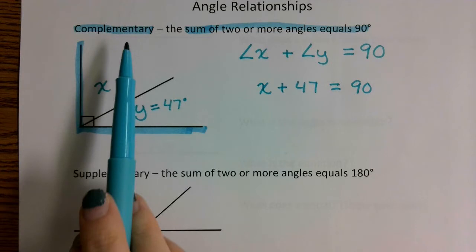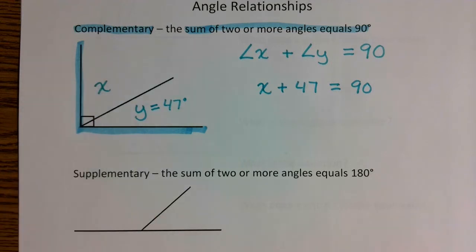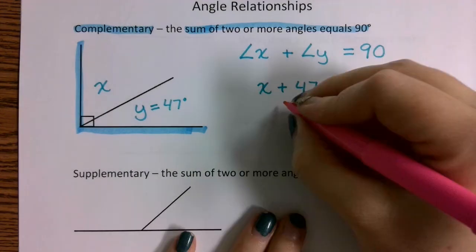I've used my knowledge on angle relationships, on complementary angles. I've used my knowledge on how to set up an equation. And now I can use that knowledge to solve the equation so that I can figure out what angle X is equal to. So in order to solve it, what inverse operation am I going to do? Subtraction. And what am I going to subtract from both sides?